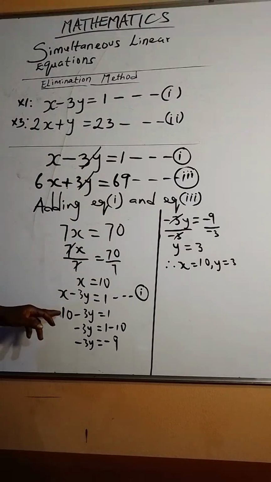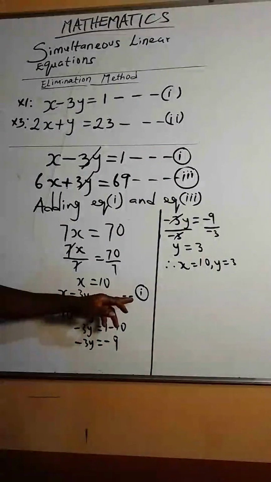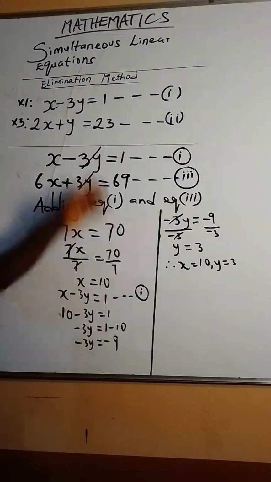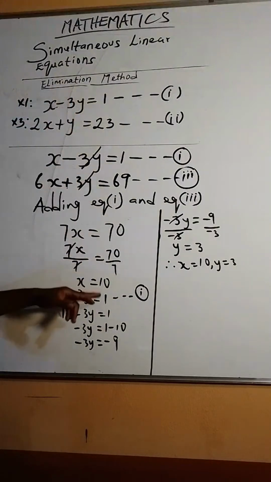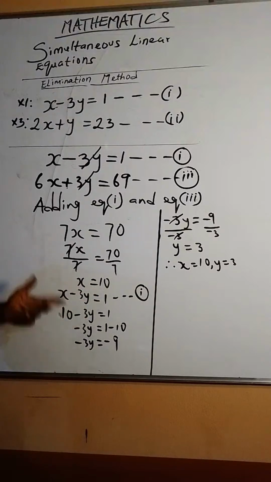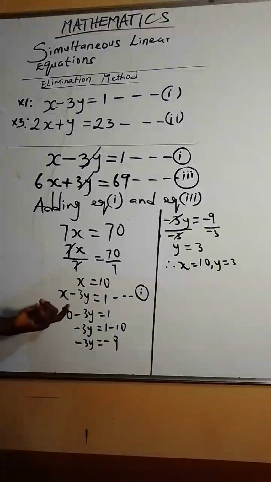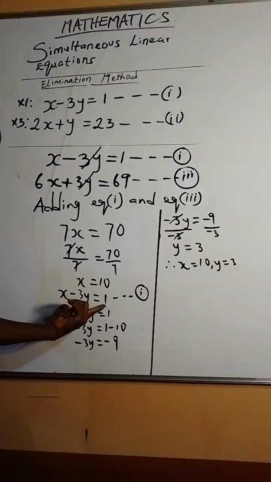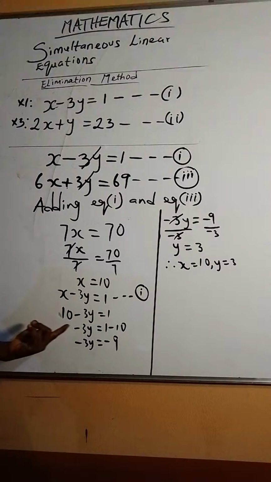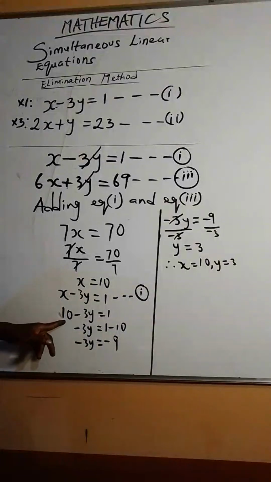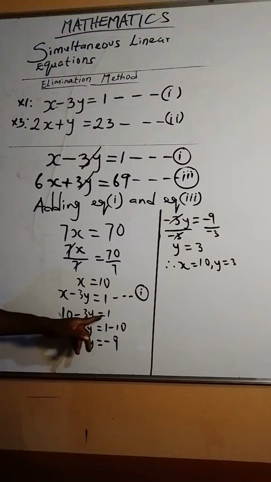Then here we are to substitute. It is time for substitution. Remember, you must always substitute. Whether you are using the elimination method or any other, when you get one value, you substitute into the original equation. We substitute into the original equation, and this will give us the value for the second variable. So we substitute for x here, which is 10. x is 10, so substituting here, we have 10 minus 3y equals 1.